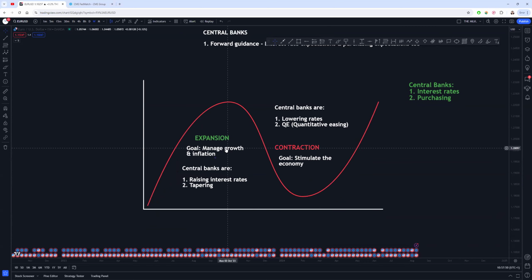Two main phases. Now, this might surprise you. We have expansion and we have contraction. We have periods of growth and we have periods of contraction, or some would say recession at the lower end of this curve right here.